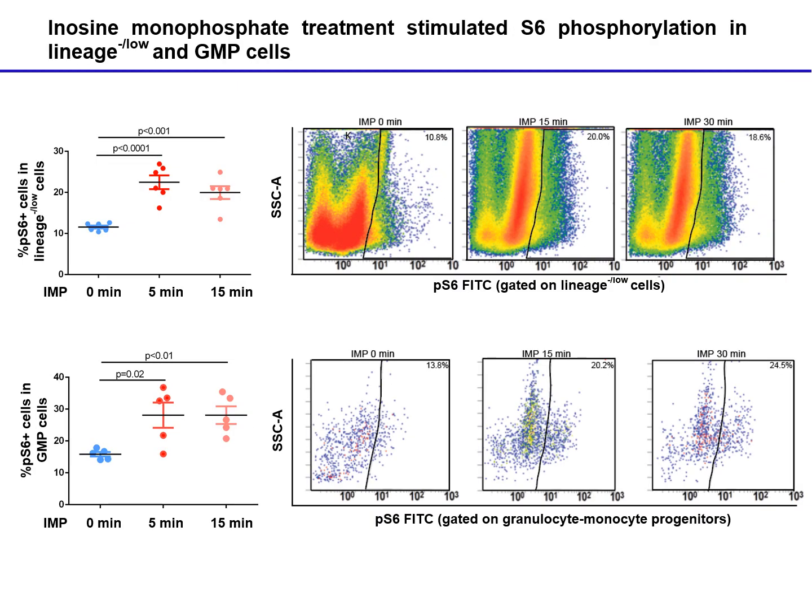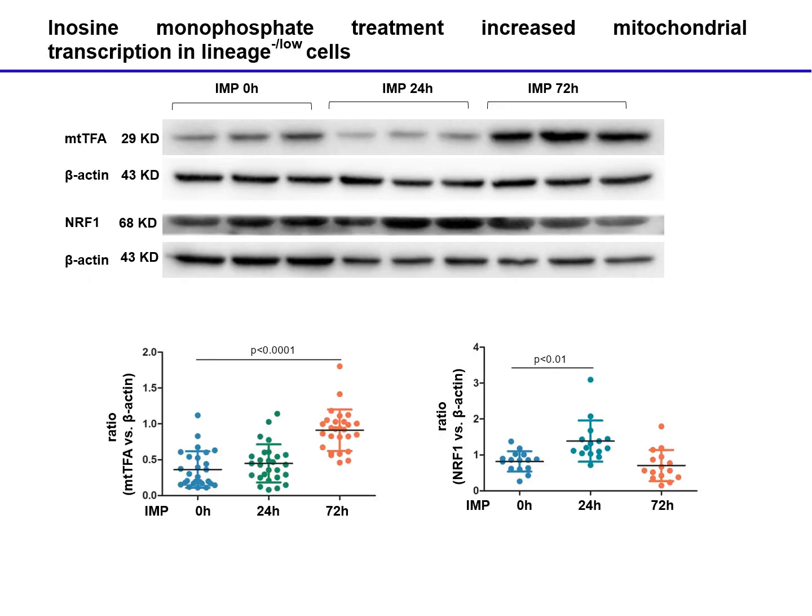It also stimulated S6 phosphorylation in lineage-negative cells and GMP cells. S6 phosphorylation is the mediator of cell proliferation. By Western blot, we showed AMP treatment increased mitochondrial transcription in lineage-negative cells. As you see, the mitochondrial transcription markers, mitochondrial TFAM, and IF1 were all increased in AMP-treated cells.